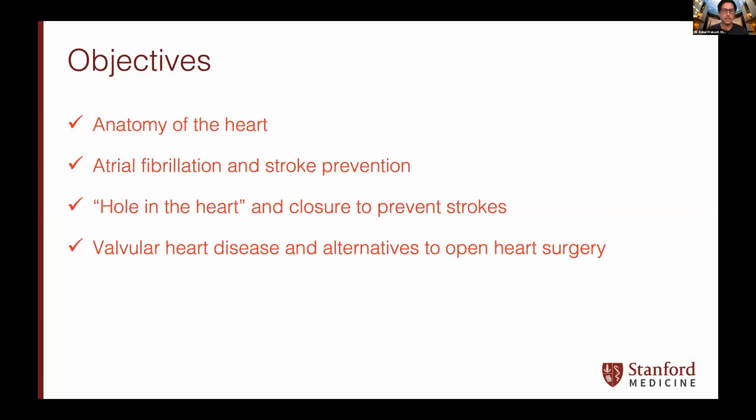So today I want to touch on the basic anatomy of the heart, just to orient everyone to what we'll be talking about. Talk a little bit about atrial fibrillation, which Dr. Suri mentioned is an extremely common condition affecting patients, particularly as they get older, and how we can help prevent strokes with novel devices. The concept of hole in the heart, or a PFO, or patent foramen ovale, and how closing these can also help prevent strokes. And these have been part of recent changes to the guidelines for treatment of these patients.